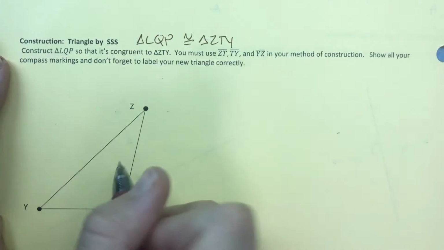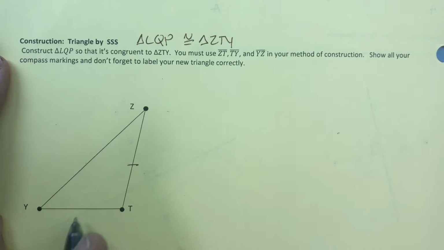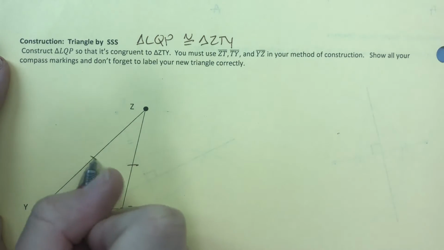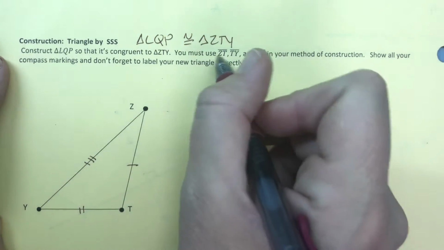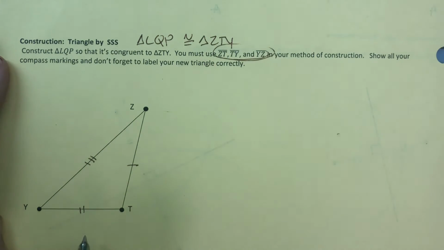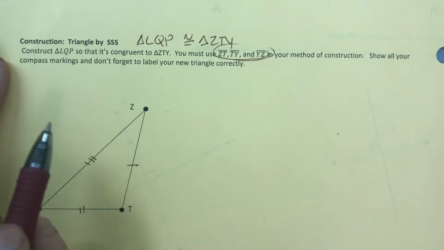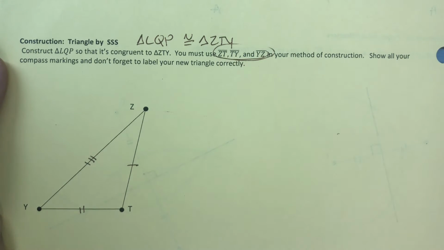We're going to use side ZT, side TY, and side YZ. So this is how I know it's side, side, side, that I'm using these three sides. That's what we're going to use in our method, and then we're going to show all of our compass markings.